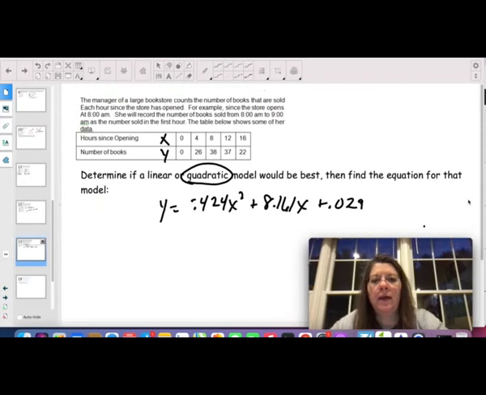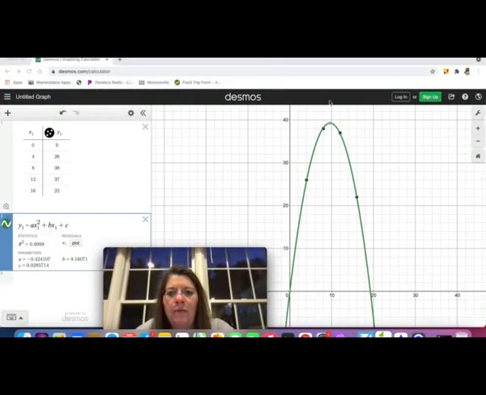Okay, so I got that a quadratic model would be best. When you look at the graph, notice the graph went in a negative direction, so we know our x squared coefficient is going to be a negative number. And you can see where the line goes through the data points, so definitely a quadratic model is the best one. I rounded everything to 3 decimal places. You could round to 2 if you wanted to.